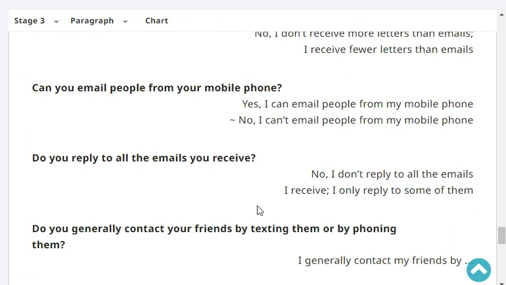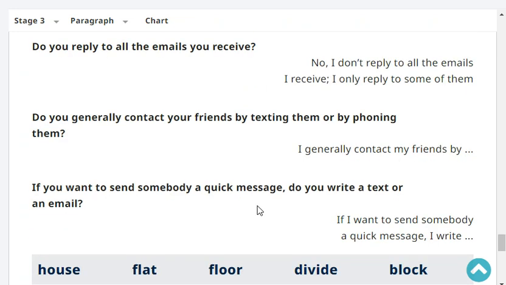Do you reply to all the emails you receive? No, I don't reply to all the emails I receive. I only reply to some of them. Do you generally contact your friends by texting them or by phoning them? I generally contact my friends by texting them. Very good.